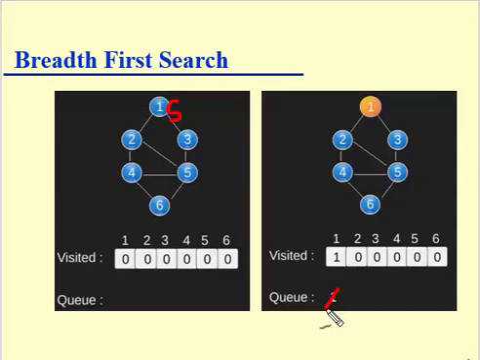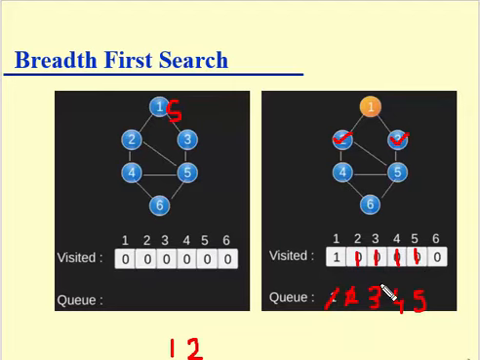Then all the nodes connected to 1 are your 2 and 3. You will be inserting those into a queue, and the visited of them will be set to 1. Once you are deleting the element, you are printing it. This is the output. Next you have to delete 2, print it, and all the nodes connected to 2, 4 and 5, you will insert into the queue, and visited of them would be set to 1.